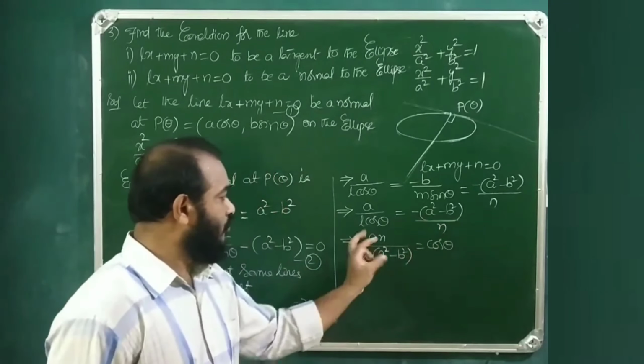If a normal at one end of a lattice rectum of the ellipse x square by a square plus y square by b square equals to 1 passes through one end of the minor axis, then we need to show that e power 4 plus e square equals to 1, where e is the eccentricity. Since which kind of ellipse is not given, let us take the standard form, that too a is greater than b. So let us suppose that this is our ellipse.